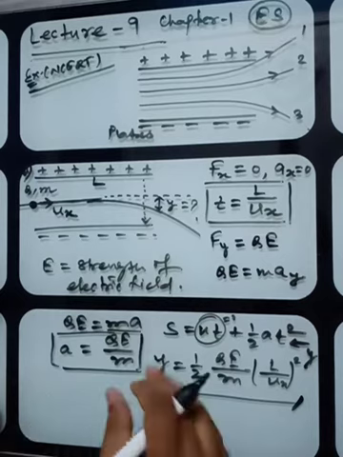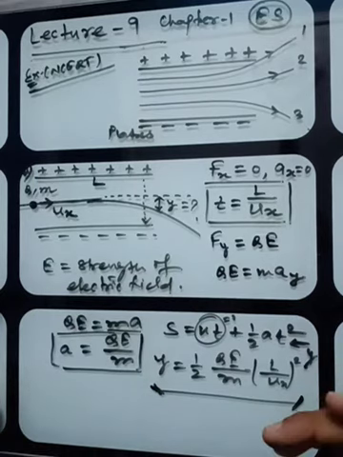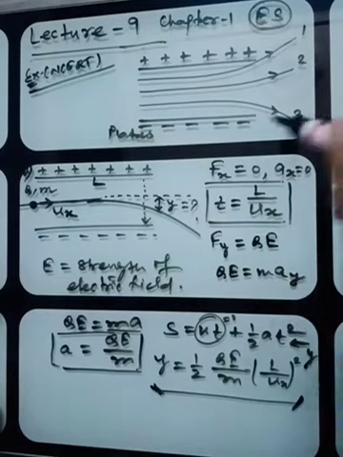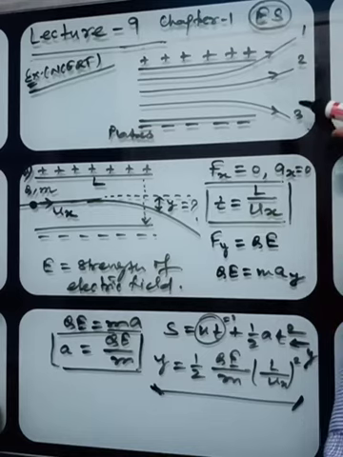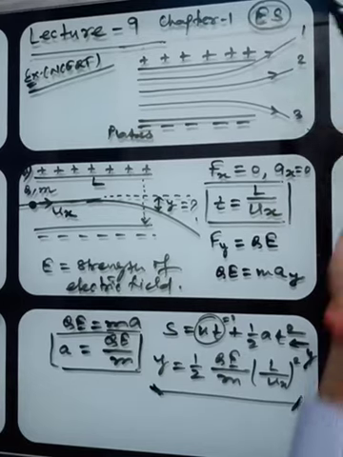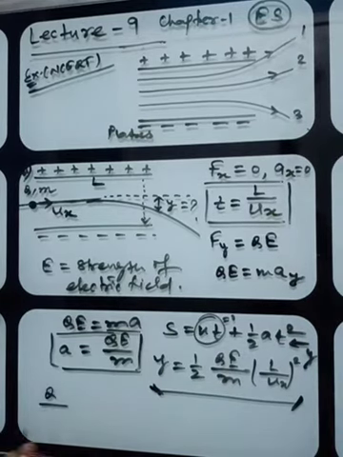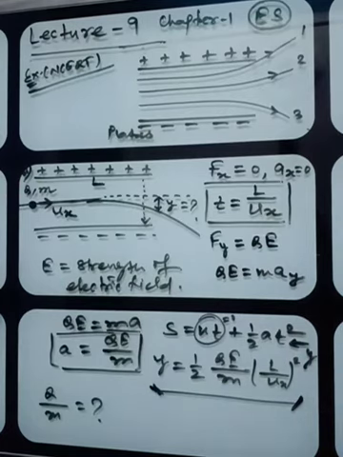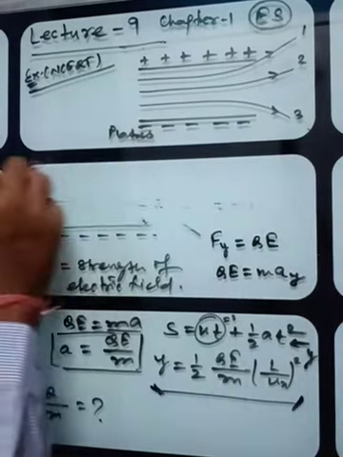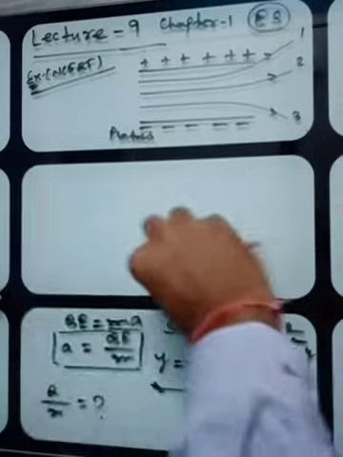Now student, if you have been asked to find the charge by mass ratio, which one has the greater specific charge by mass ratio, 1, 2, 3, charge by mass ratio Q by M, then how will you solve it? Student, I am solving this question because this type of question has been asked in examinations. So in this question, which one has the greater charge by mass?